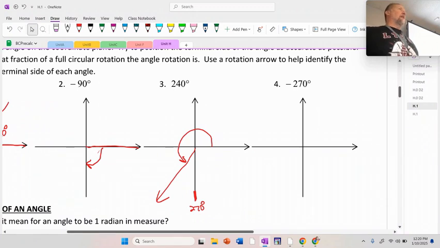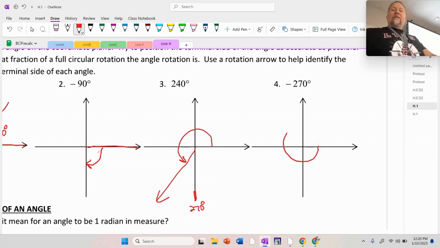Where's negative 270 land? I'm going to give it fast. Up, down, right, left. Up. Okay, so it ends up here. 90, 180, 270 in a clockwise direction. So the ability to do this is going to be very important.